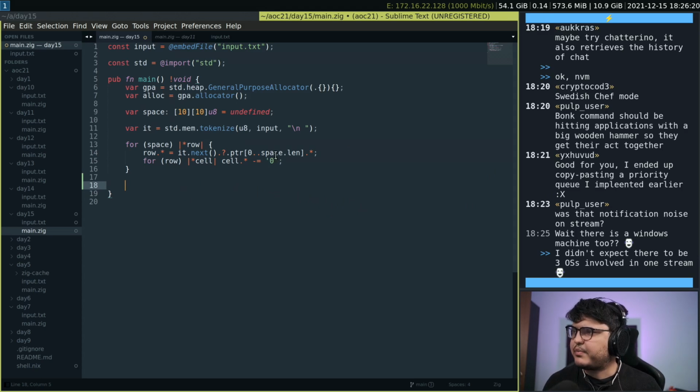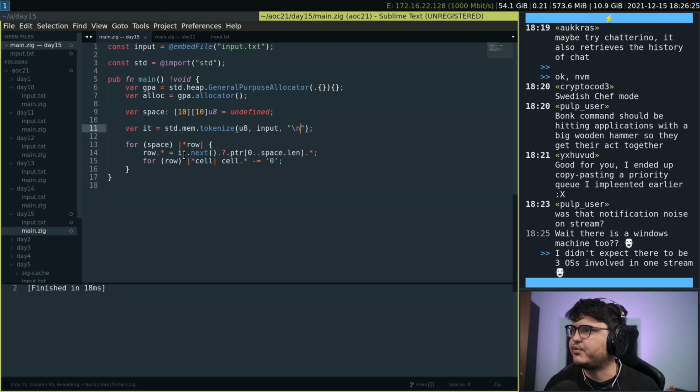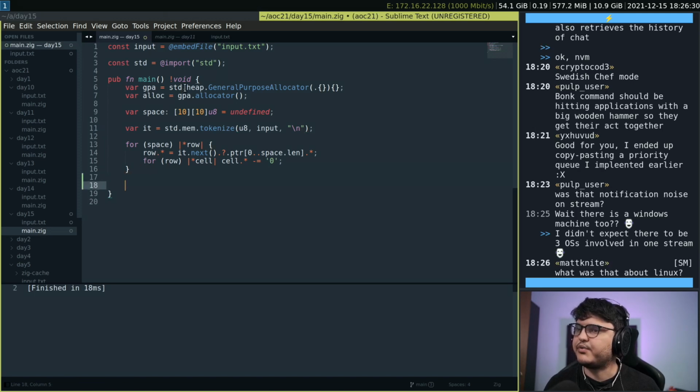Okay, so I think we're parsing correctly now. Are we tokenizing correctly? Well, we can tokenize on the new line. So this parses our space. Now, priority queue, right? What was that about Linux?